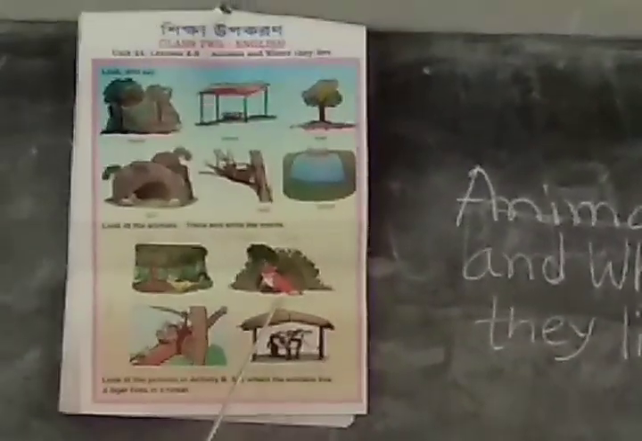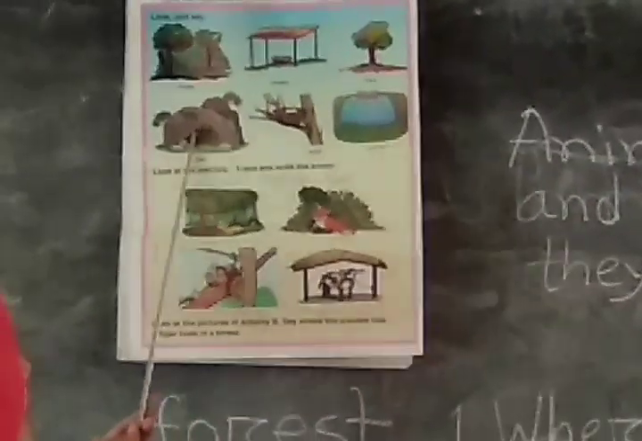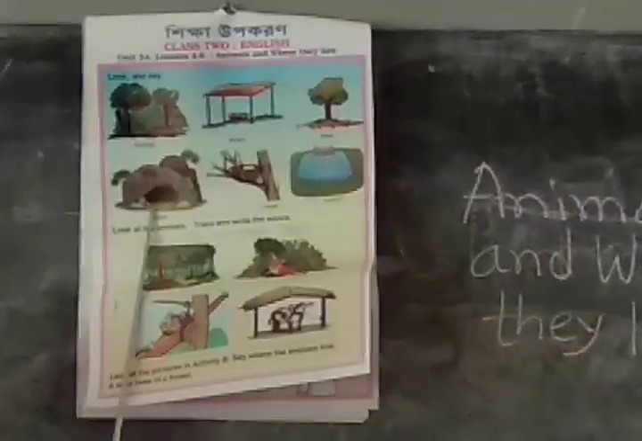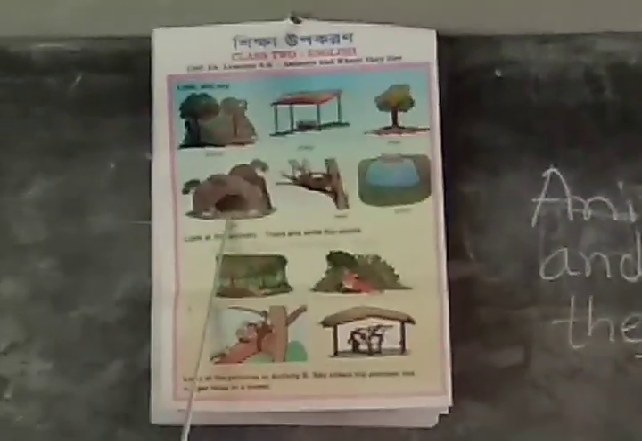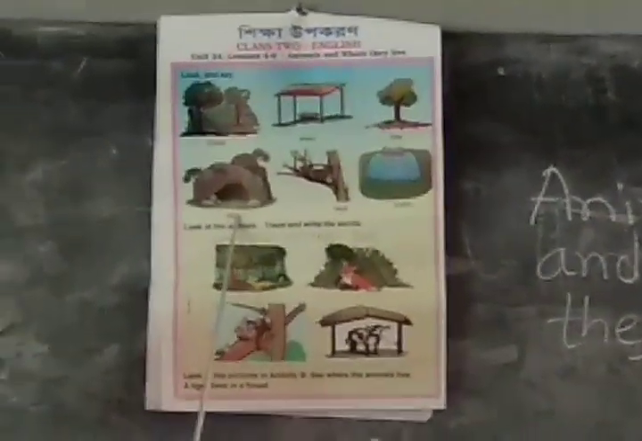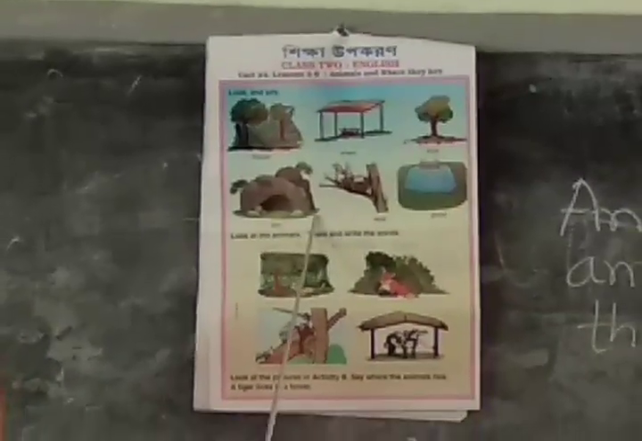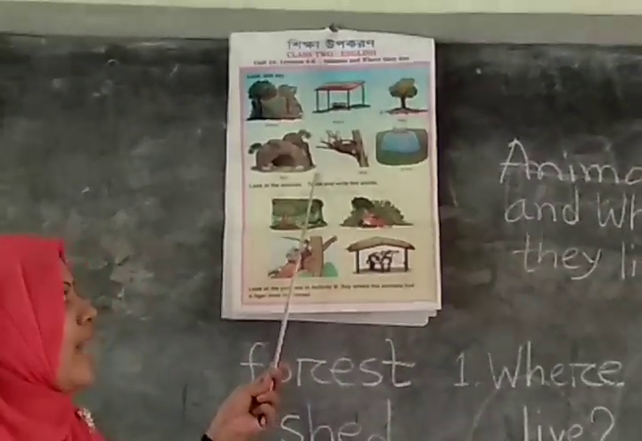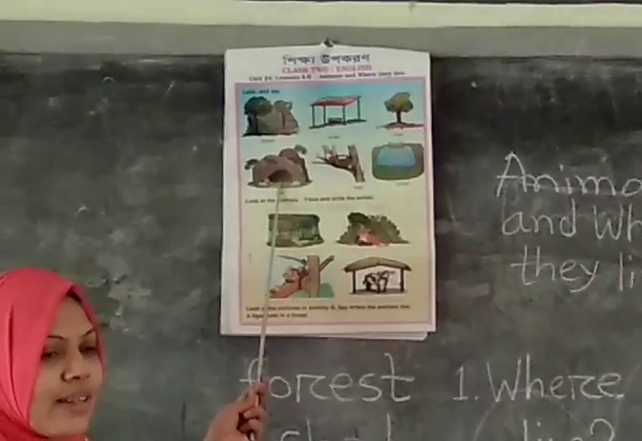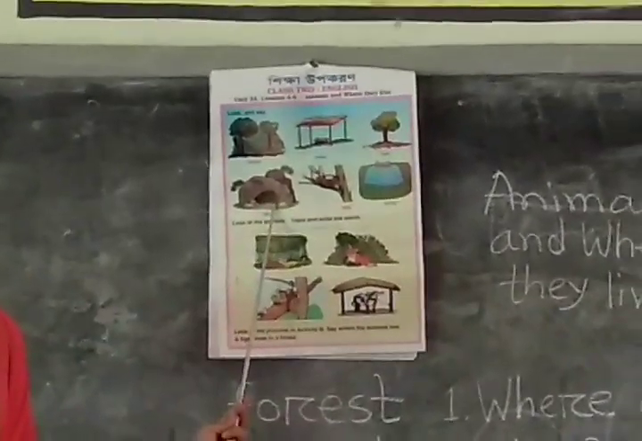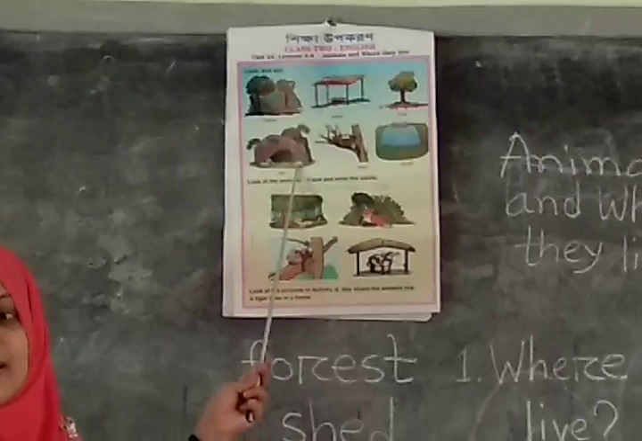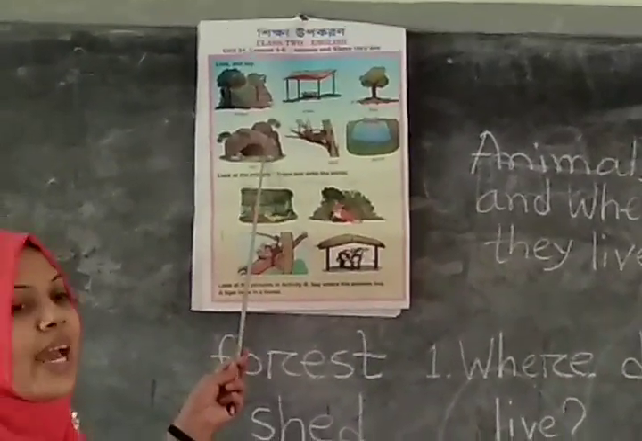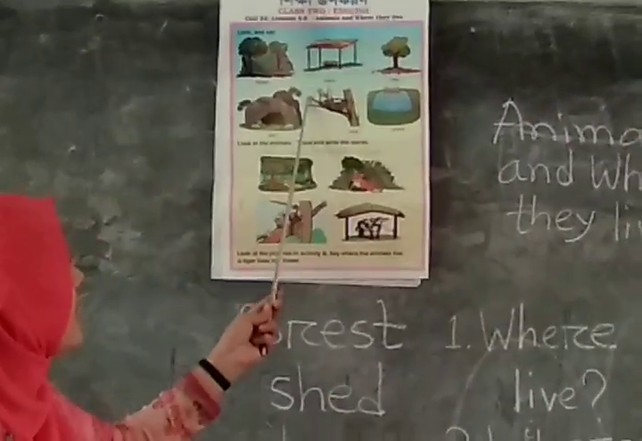The fox lives in the den. The fox lives in a den. Very good, Atoshi. Excellent. Now say with me. The fox lives in a den. Den. The fox lives in a den. Say with me. The fox lives in the den. Den.